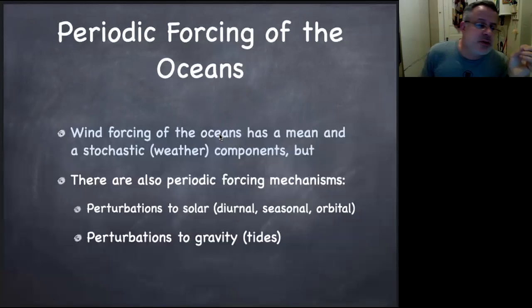So, periodic forcing in the ocean. Wind forcing in the ocean has a mean and a stochastic component, but there's also periodic forcing, because of perturbations to the solar, diurnal, seasonal, and orbital cycles, and perturbations to gravity, tides, are present. So there's a diurnal cycle in solar heating. There's a diurnal cycle in winds for that same reason. There's a seasonal cycle in solar heating. There's a seasonal cycle in winds, etc.